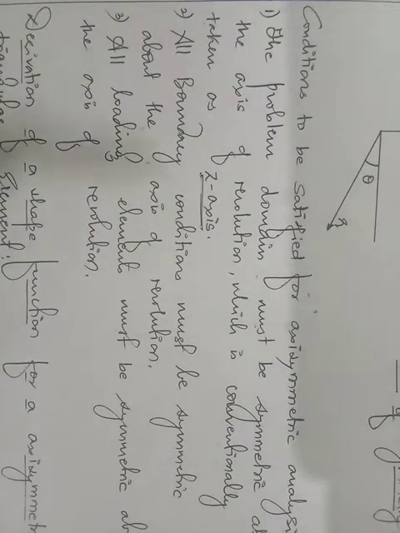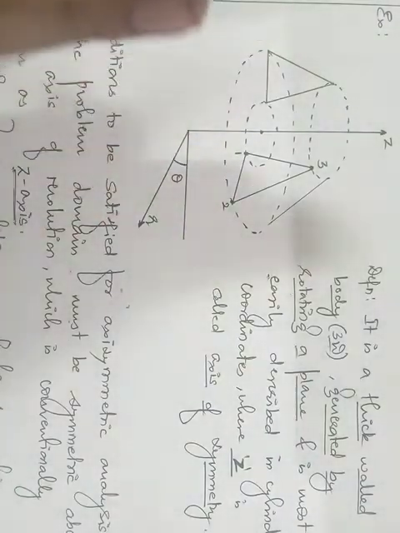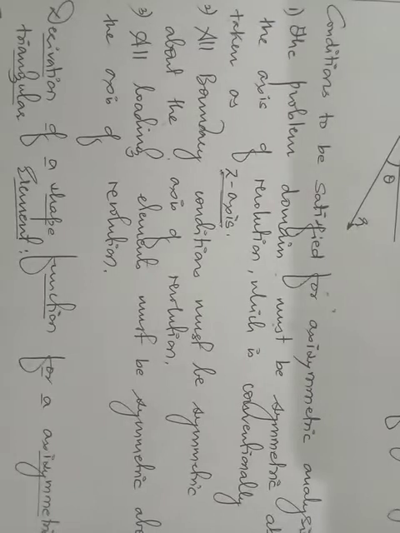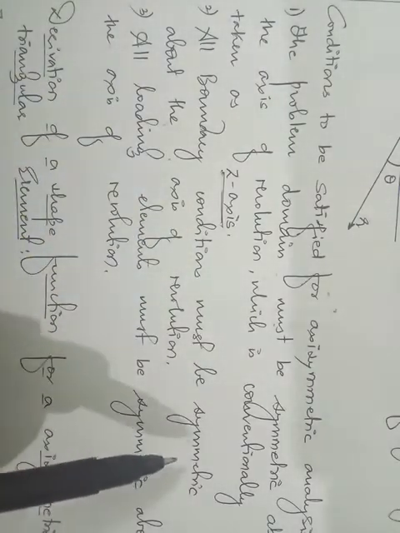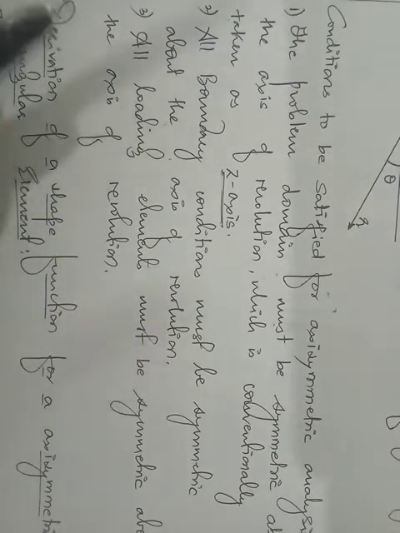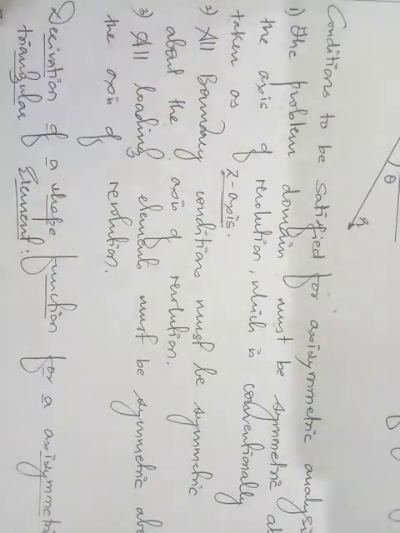Next, all boundary conditions must be symmetric about the axis of revolution. If you divide this particular diagram into one half and the other half, suppose this is the first half and on the other side is the second half, then the boundary conditions should be the same and satisfied on both sides. That is the meaning of the second point. What do you mean by symmetric? It should be a mirror image, so it should be the same on either side.